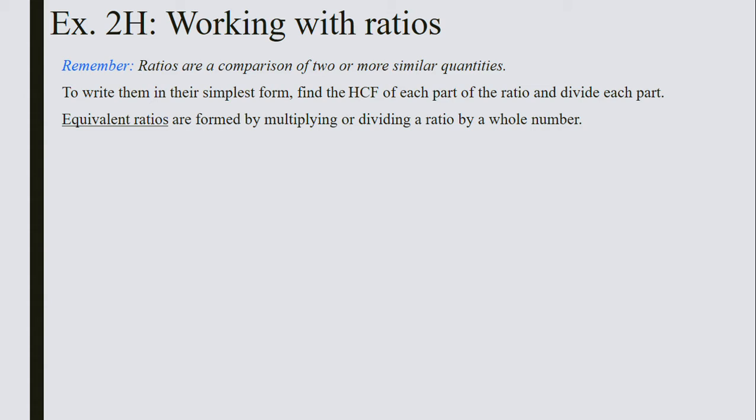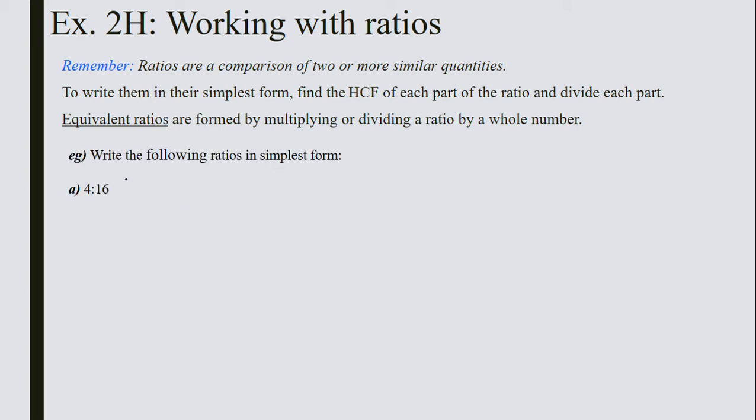Ratios are effectively fractions flipped on their side. Equivalent ratios are formed by multiplying or dividing each part of the ratio by the same whole number as well. So just like we did with equivalent fractions in 2b, we are multiplying or dividing by the same number in our ratios to make an equivalent ratio. So five quick examples for you today.